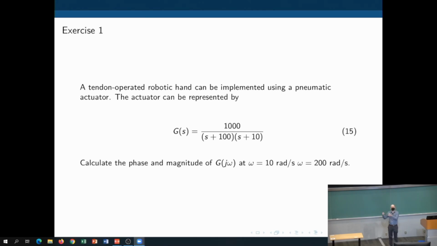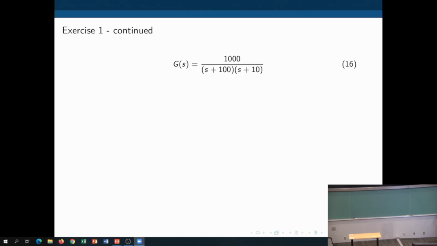What is the maximum displacement we would be able to reach if you give it 10 radians per second? What is the maximum displacement it can reach if we ask it to change direction with a frequency of 200 radians per second? Right? That's the practical application we can see here. So let's do that. That's the transfer function.